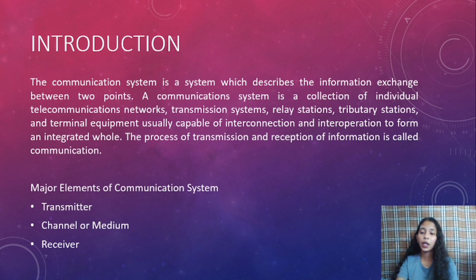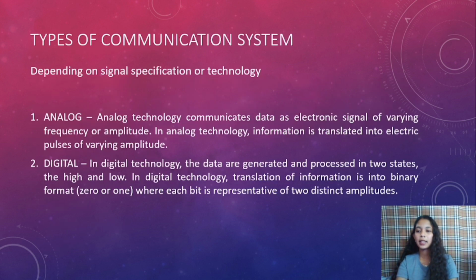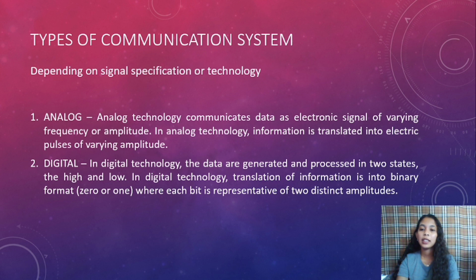The purpose of communication system is to transmit intelligence signal from a source to a destination at some point away from the source. As you can see, there are three major elements of communication: the transmitter, the channel or medium, and then the receiver. Next, types of communication system depending on the signal specification or technology.